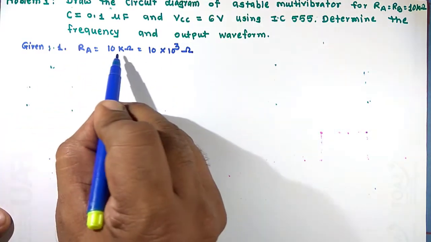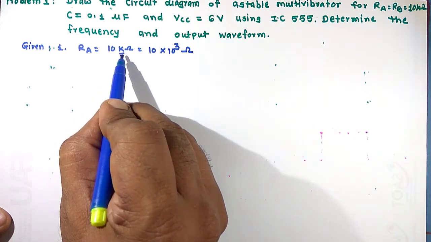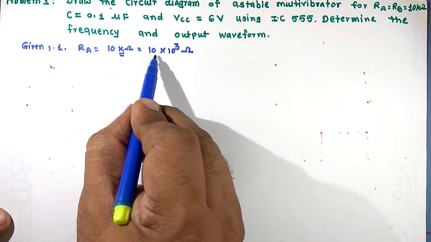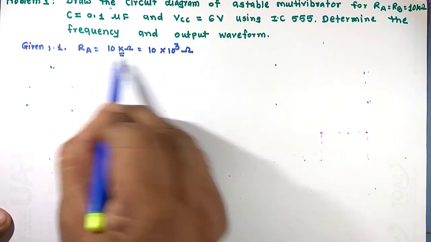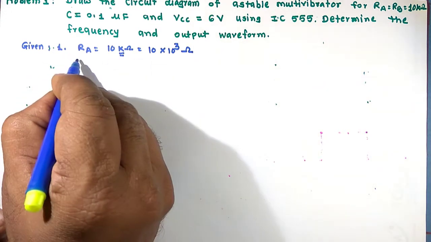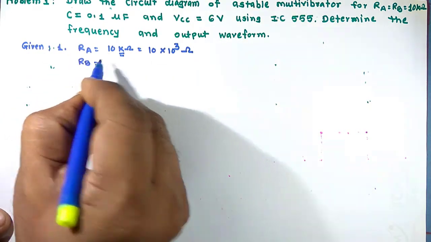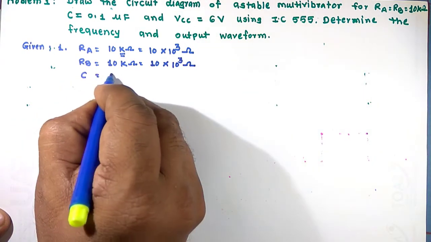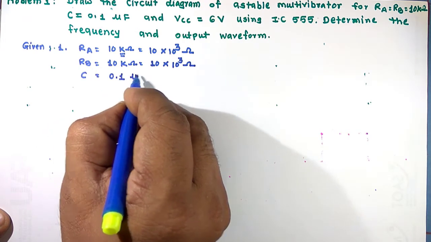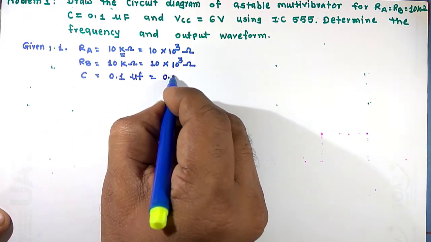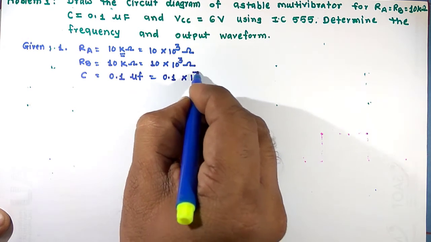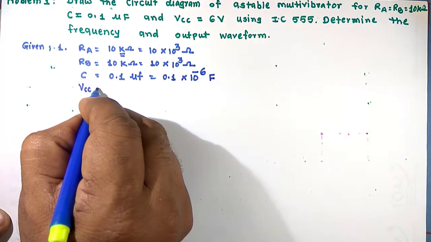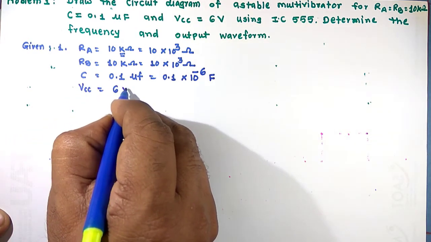Okay, remember this thing. K is for 10 raised to 3. So in a given problem, you should explicitly write the value of RA in ohm. Similarly, RB is equal to 10 kilo ohm. Capacitance is 0.1 microfarad, that is 0.1 into 10 raised to minus 6 farad. Similarly, VCC is given. VCC is equal to 6 volt.